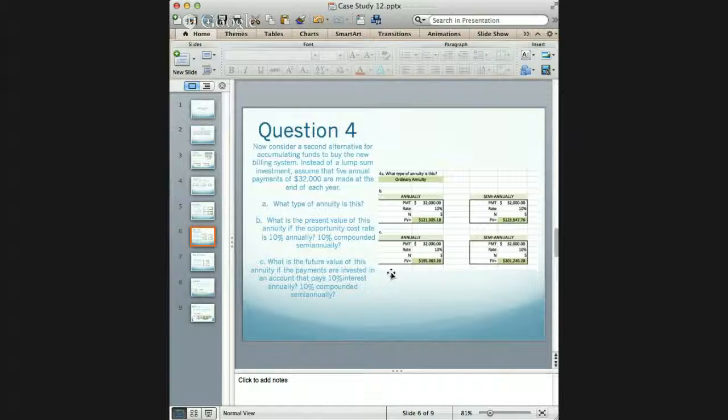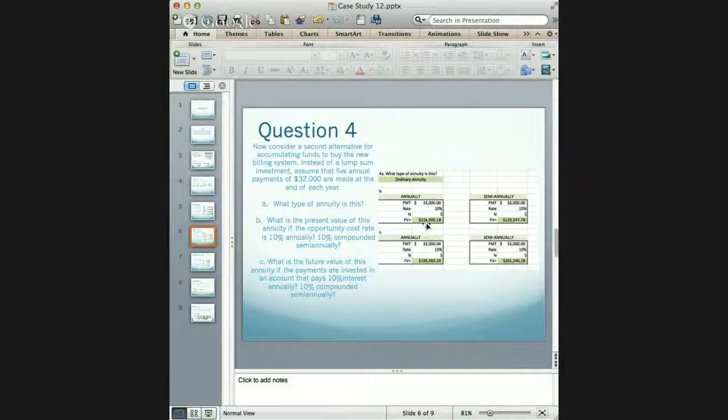So moving on to the next part, what is the present value of the annuity if the opportunity cost rate is 10% annually? Or if it's 10% compounded semi-annually. So if we look at this, it's asking for the present value. So we know we're going to be using the present value function.